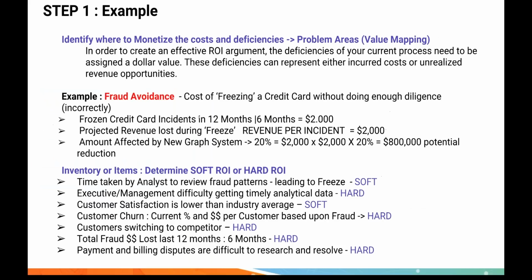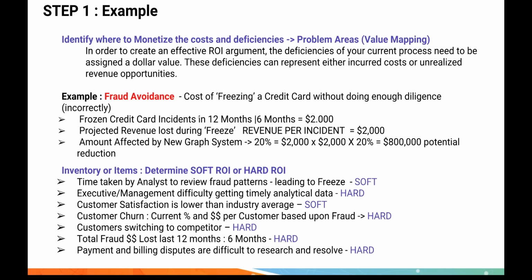So here we go. Now what we try to do is take that cost of freezing a credit card and see what that looks like in 12 months or 6 months. In this case, we're spending $2,000. We may freeze that, right? And what happens now is we have this $2,000 per incident times the 2,000 that happen. And so what we start to get then is, perhaps with our new graph system, we might be able to see a reduction of $800,000. We're trying to put a mathematical line item together. And again, your size and your corporation may vary.